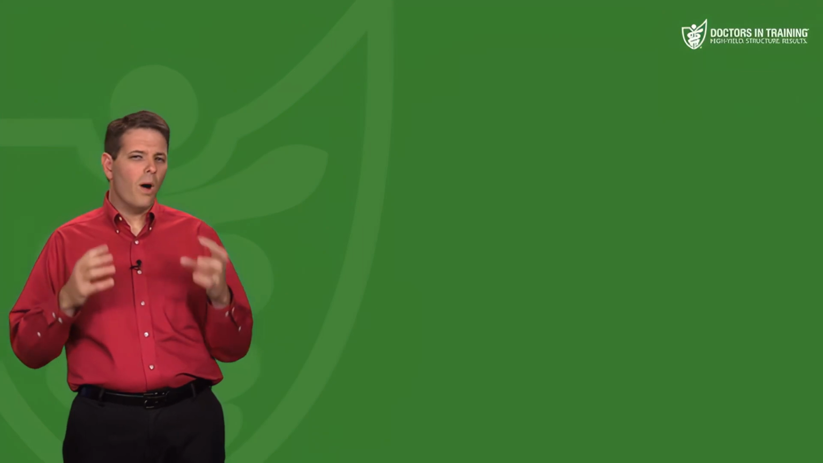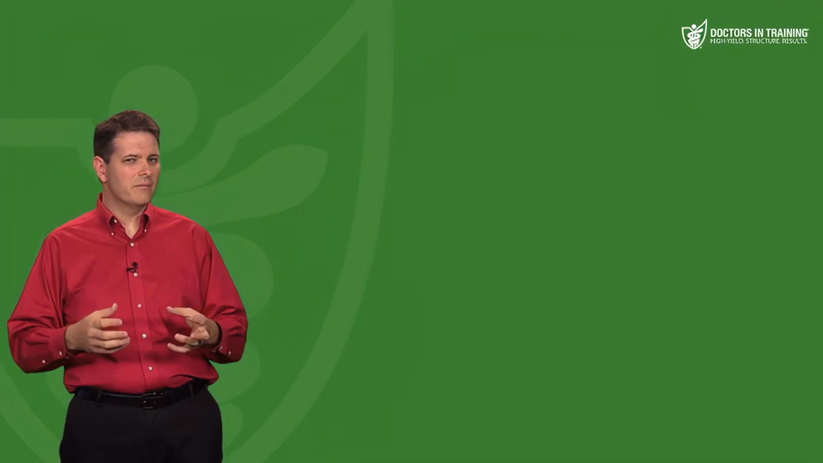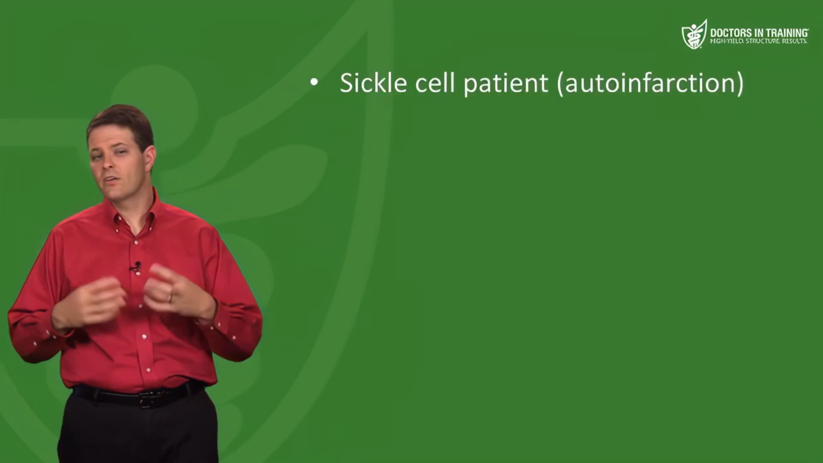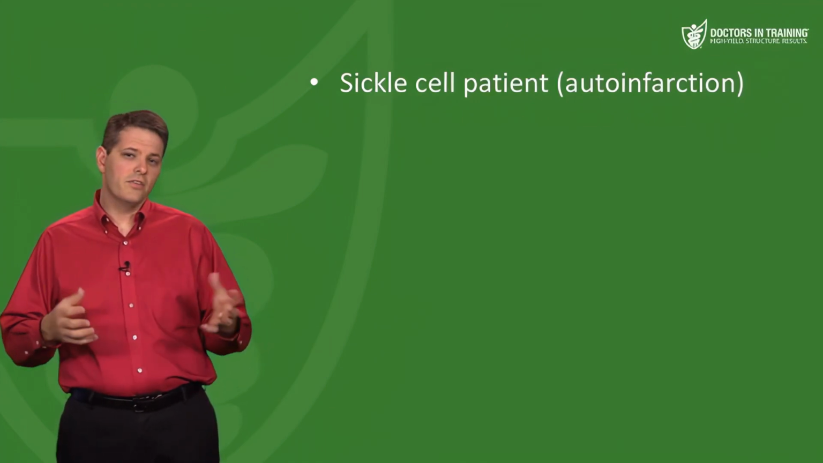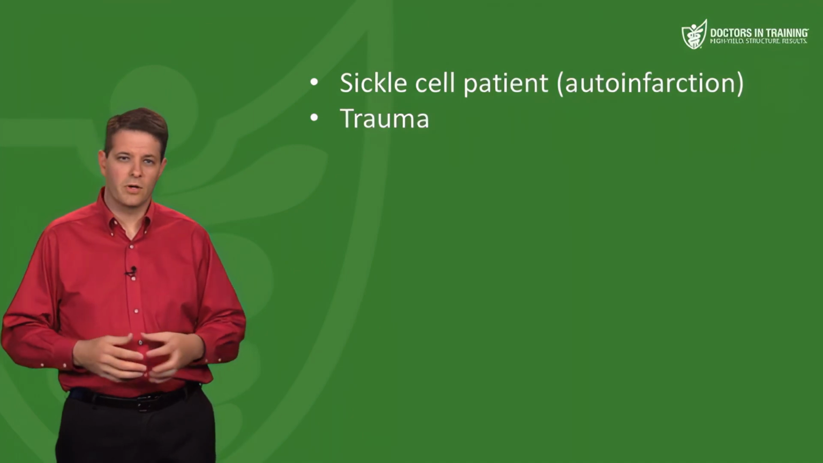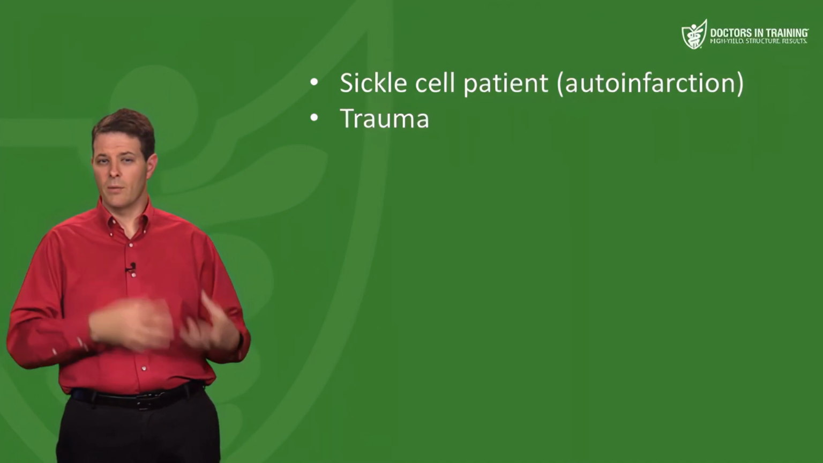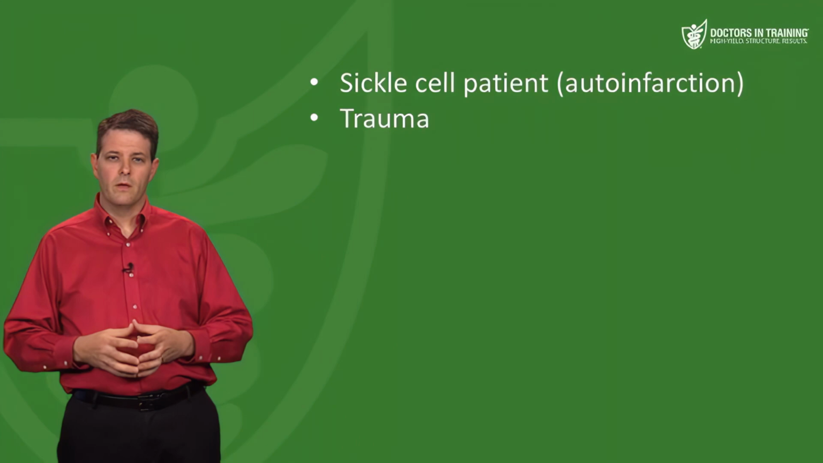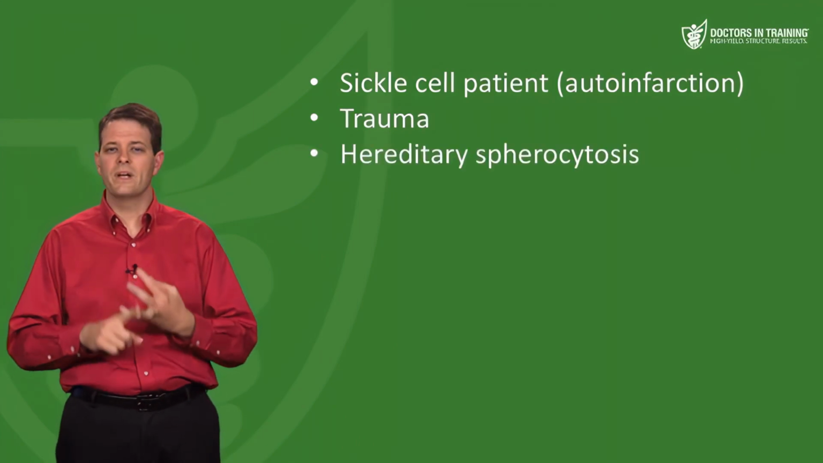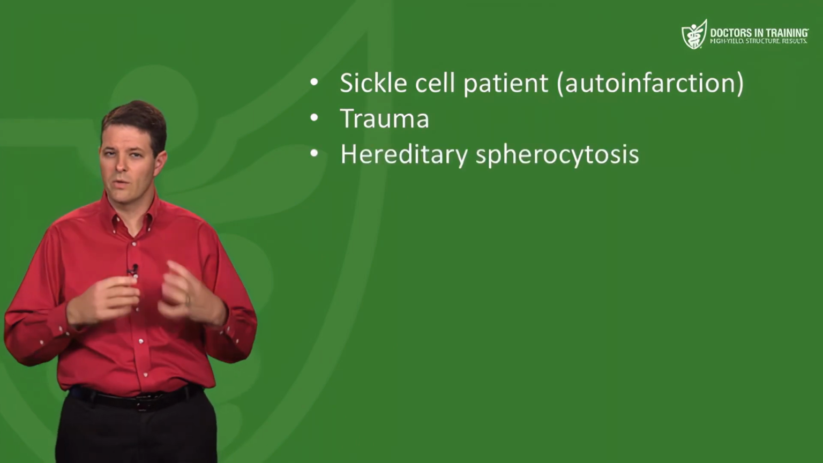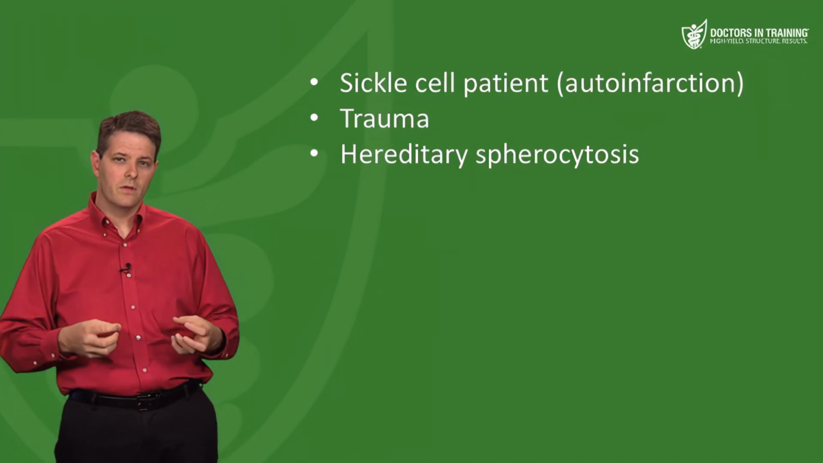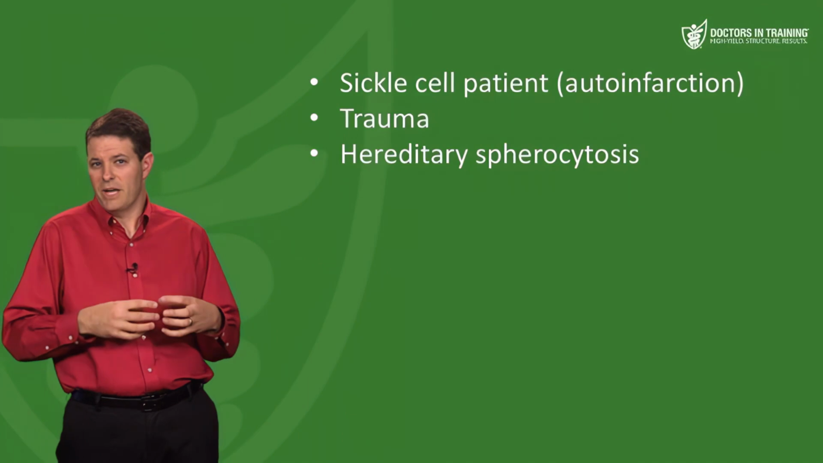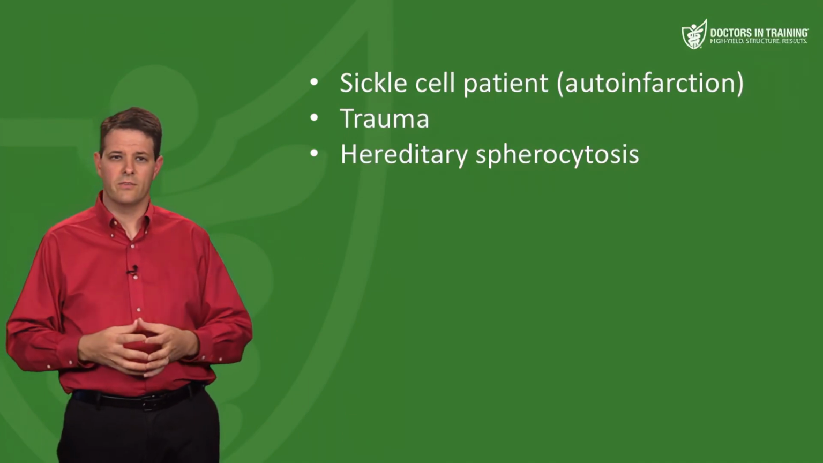And then think about this. Why would a patient be missing his spleen? Well, one scenario would be a sickle cell patient that has auto-infarcted his spleen over the years. Another scenario would be trauma. So you're in a car accident or something and the spleen gets ruptured and it has to be surgically removed. A third scenario would be a disease called hereditary spherocytosis, which is where the red cells are defective and the macrophages in the spleen keep removing them. So you take out the spleen so that the patient can keep circulating all those red cells.